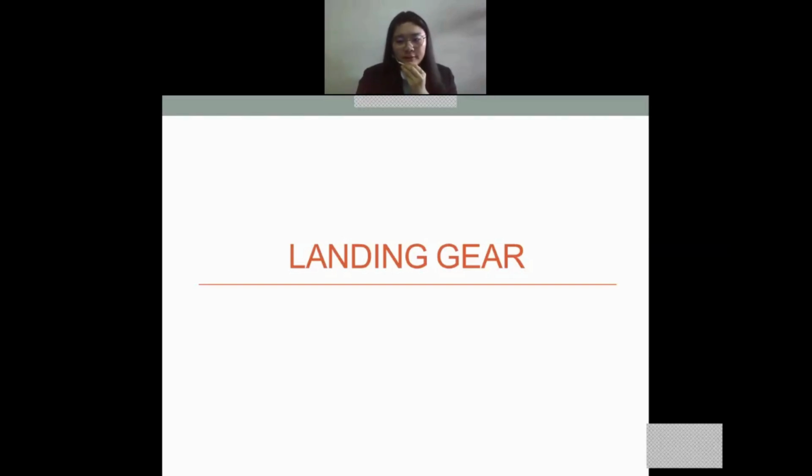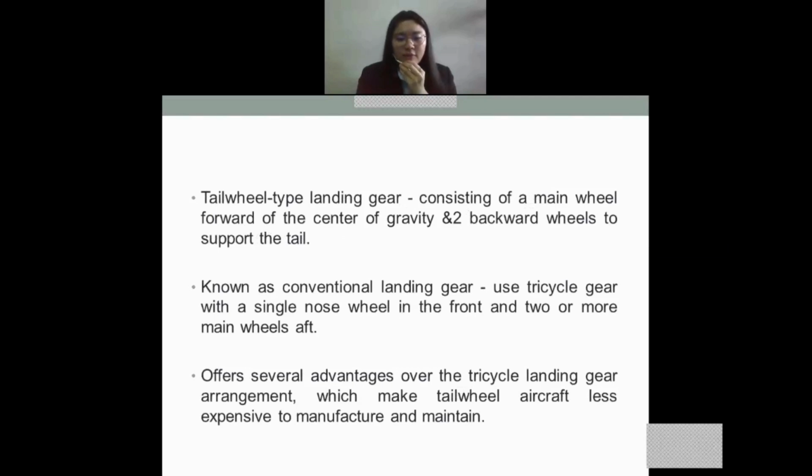I'm going to talk about landing gears. The landing gear for our RC plane is a steel wheel type landing gear, which is an aircraft undercarriage consisting of a main wheel forward of the center of gravity and two backward wheels to support the tail. It's known as conventional landing gear. The term conventional persists for historical reasons, but all modern jet aircraft and most modern propeller aircraft use tricycle gear, with a single nose wheel in the front and two or more main wheels aft.